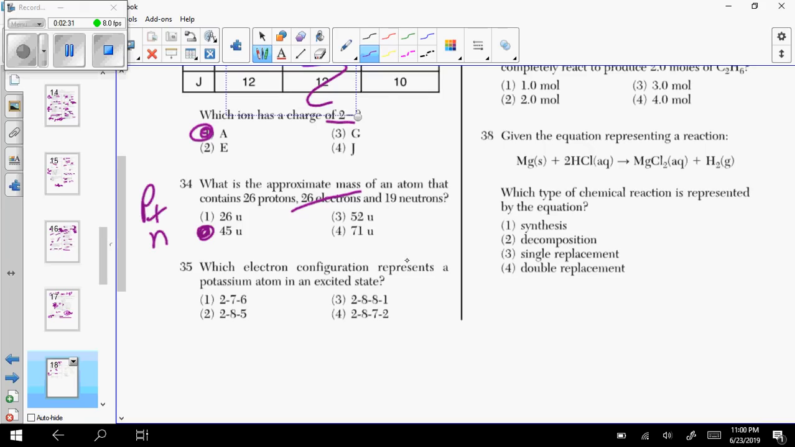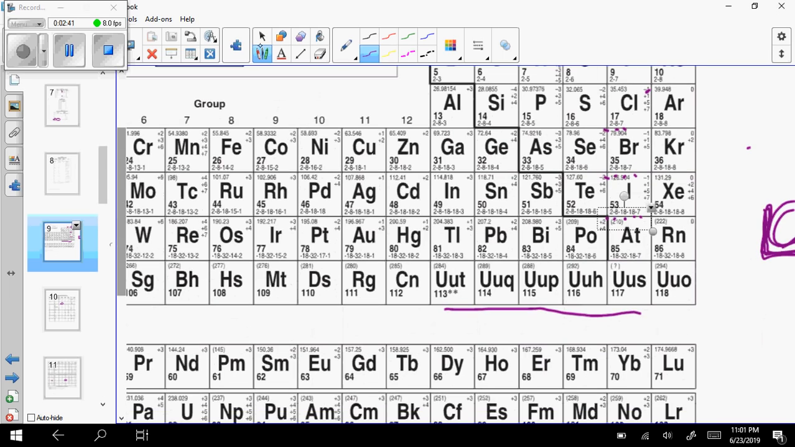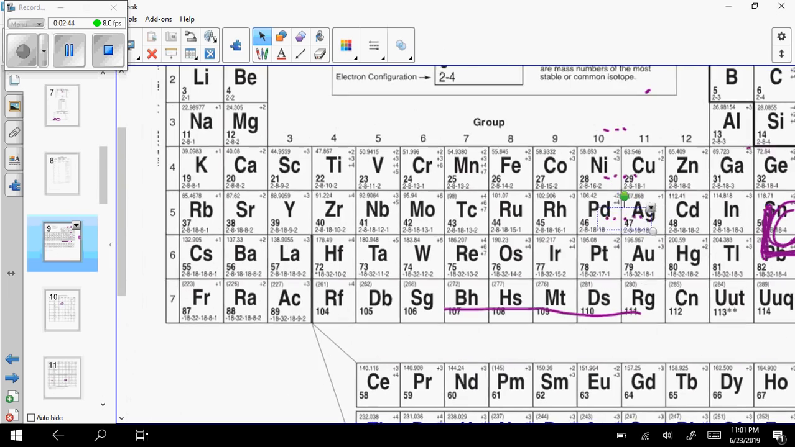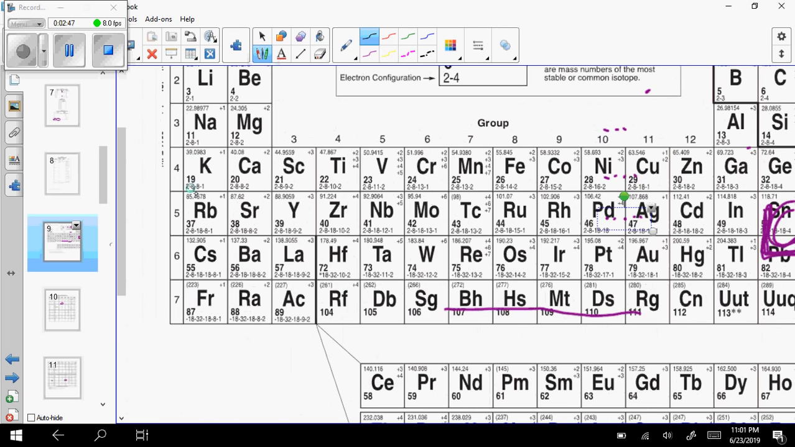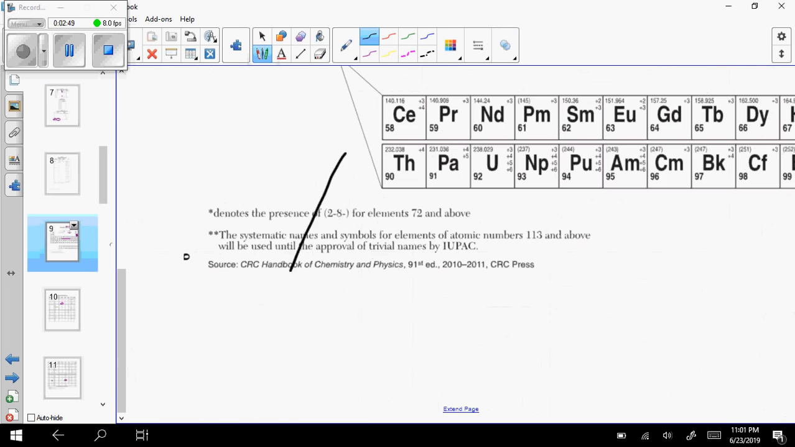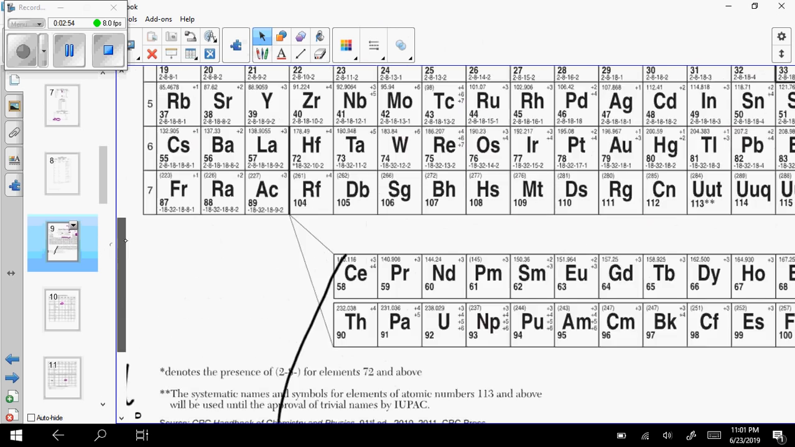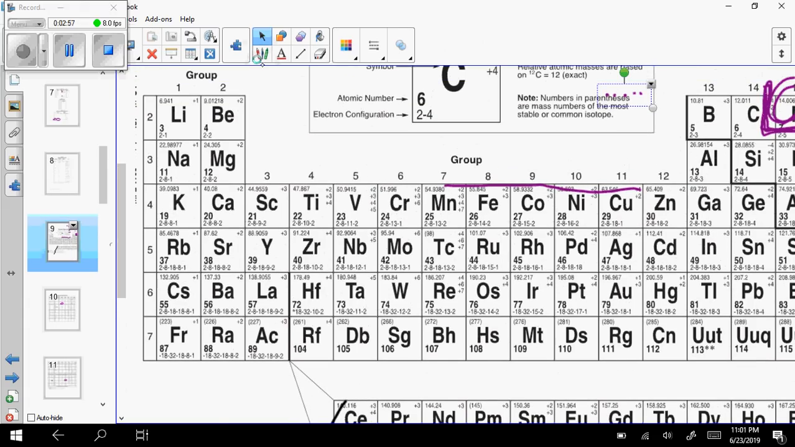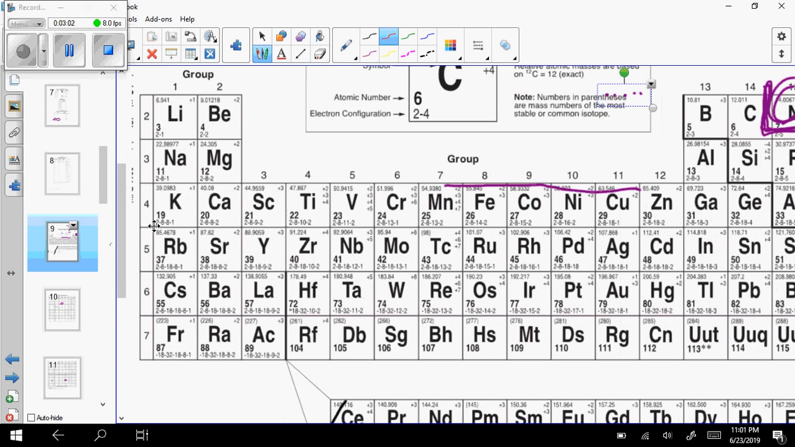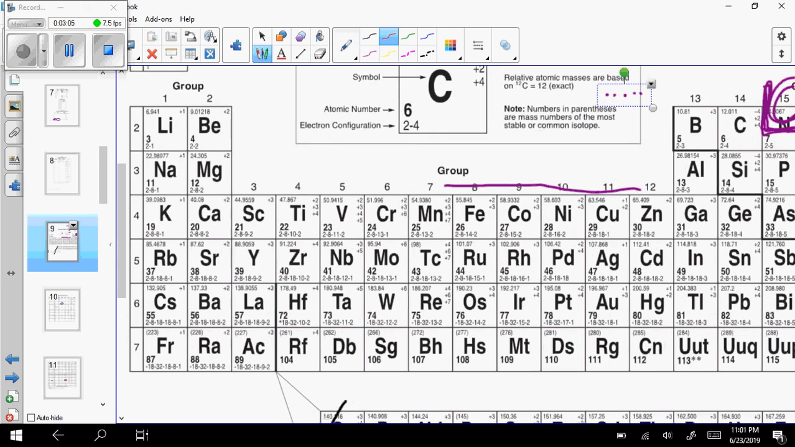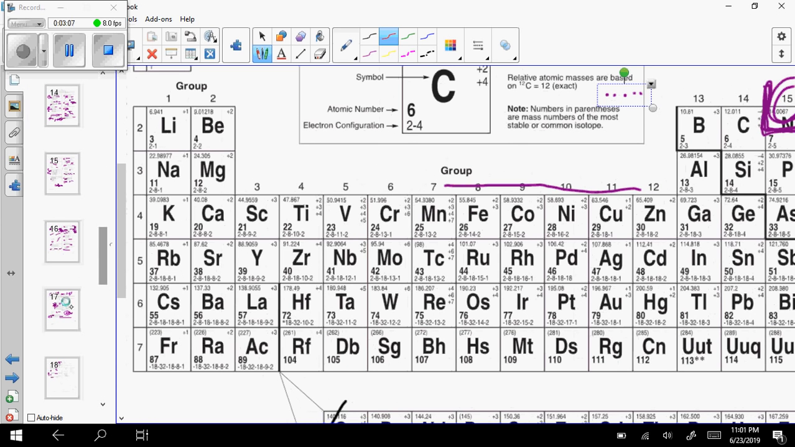Which electron configuration represents a potassium atom in the excited state? So let's go look up what it is in the ground state. So we go here and potassium. So potassium is K. Sorry, back to this. All right, so now I have potassium and it's 2881.